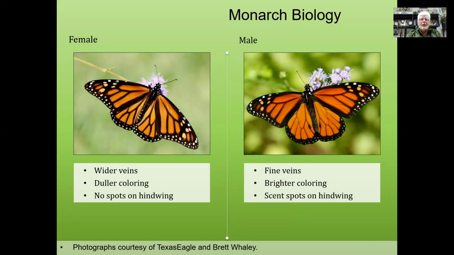Females are a little bit duller. The bright oranges are usually associated with the males, but most easily identified, as you can see in the picture on the right, are those two black spots on the hind wings of the monarch male. This is where they release a pheromone that is attractive to females. So it's relatively obvious. The wing venation is also a little bit less, as you can see, compared to the female.